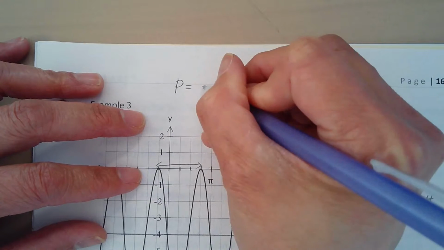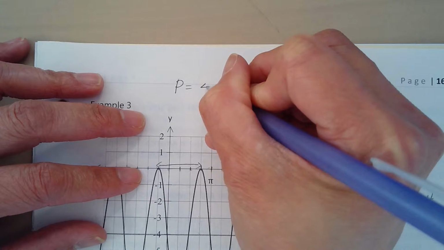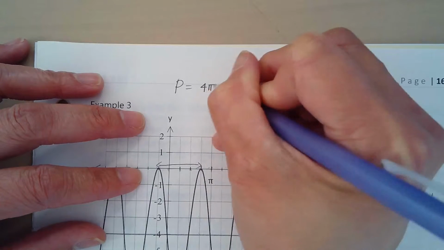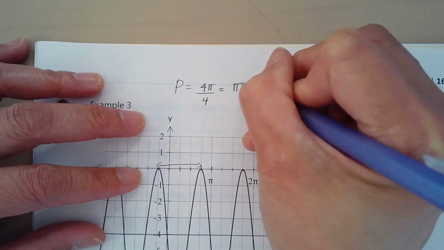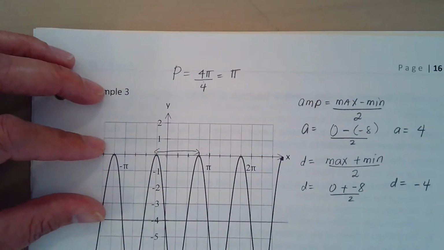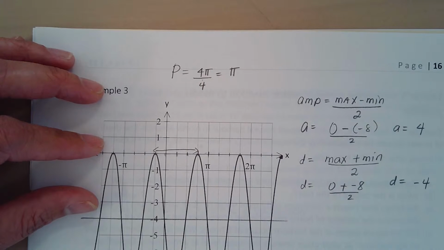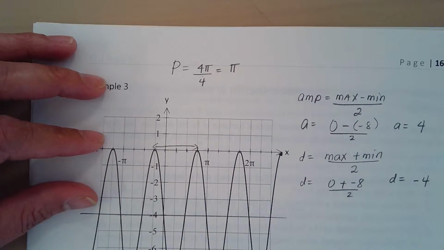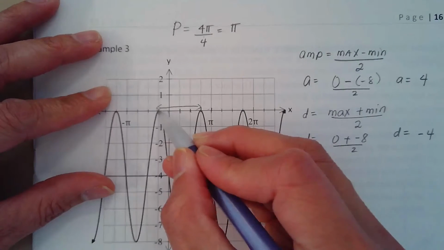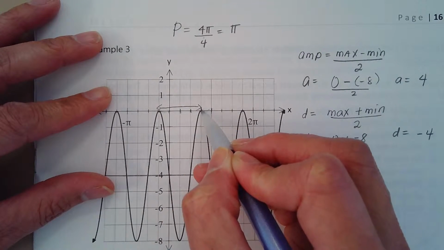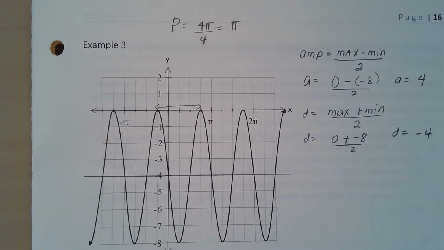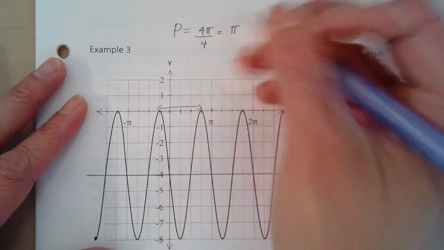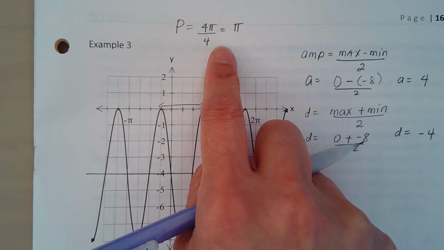So P is 4 pi over 4, so the period is pi. 1/4, 2/4, 3/4, 4/4. So 4 pi over 4s. Its period is pi. Now, is everybody okay with that before moving on?